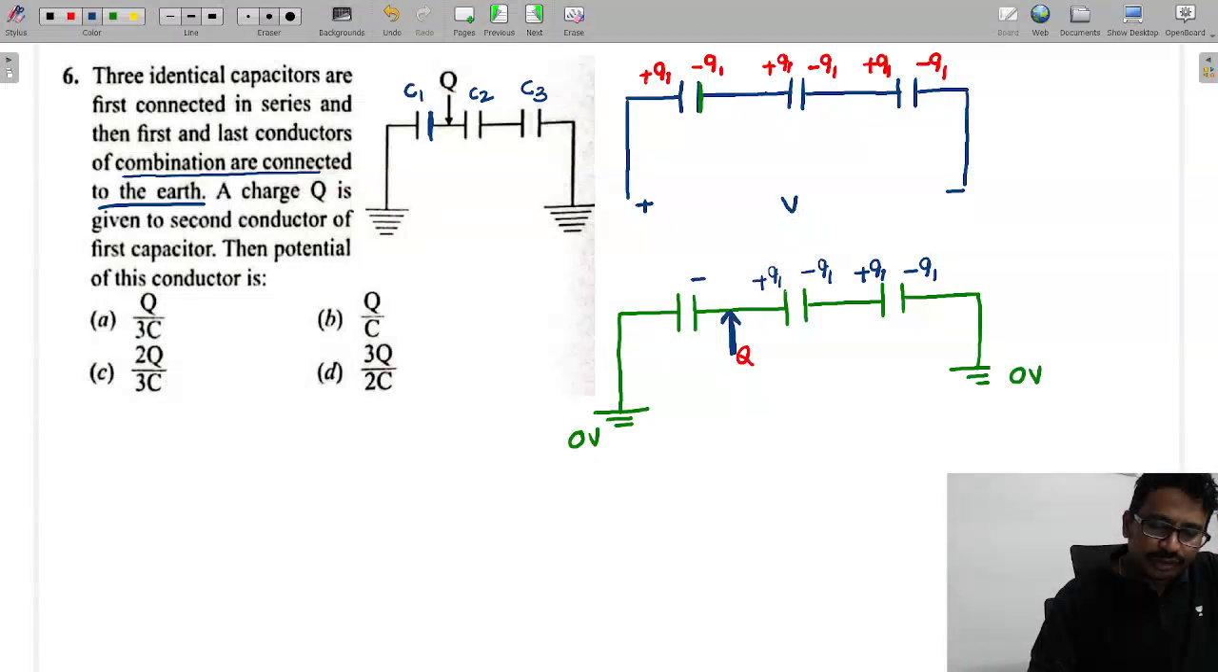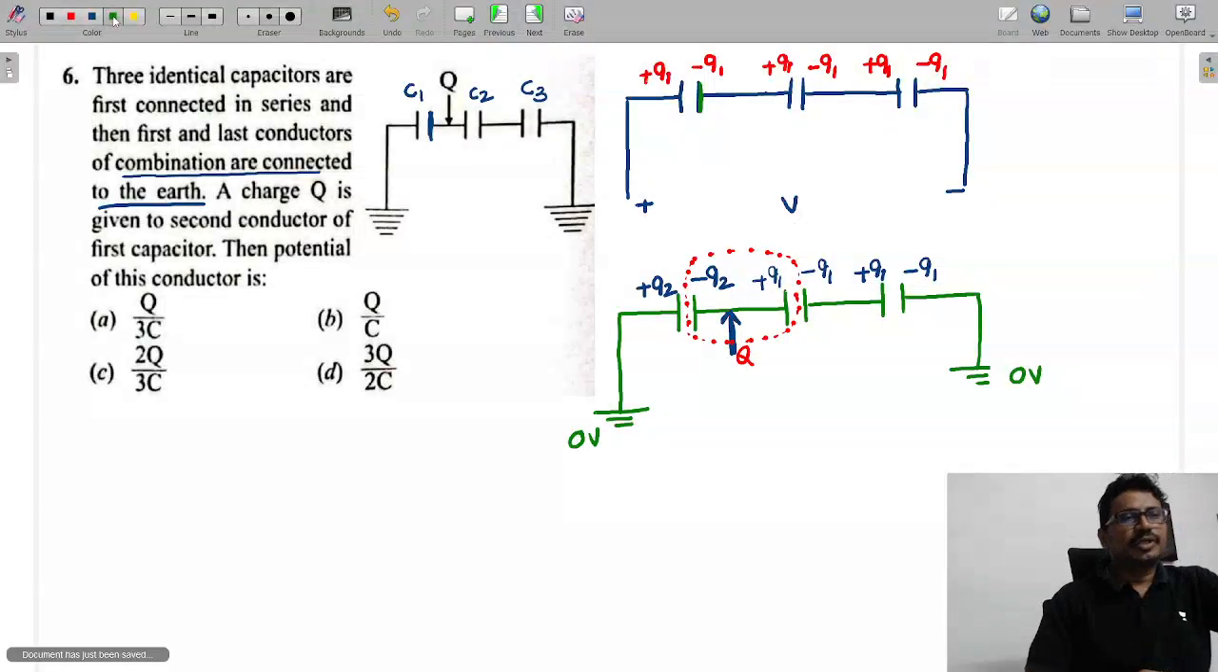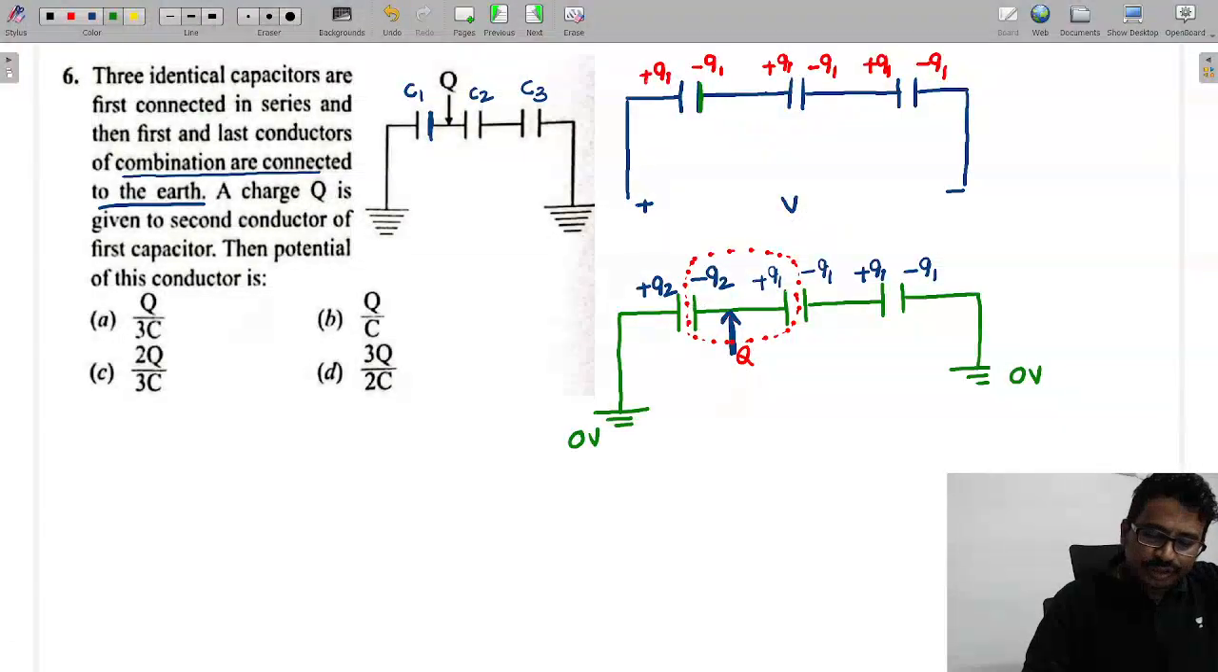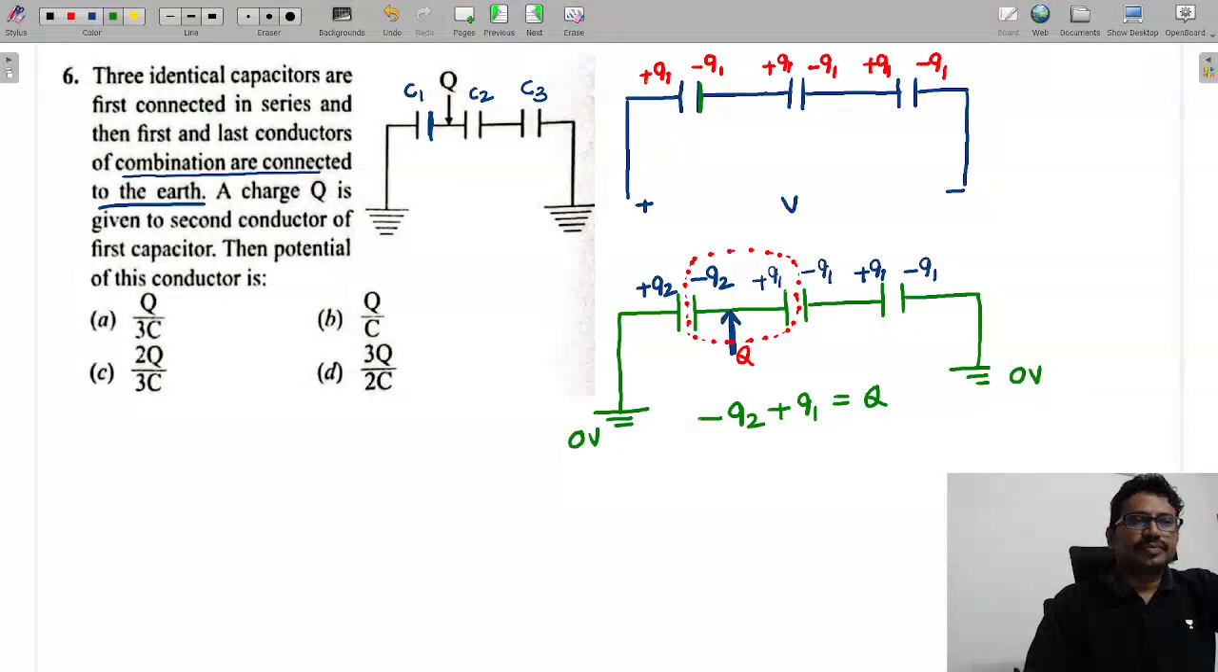Now if I call the charge on this one Q2, then on this one, obviously, the charge is plus Q2. Now if we apply KCL for this combination, you can see the charge on this plate is minus Q2, on this plate is plus Q1, and that should be equal to plus Q. Right. So we need to get the Q value.